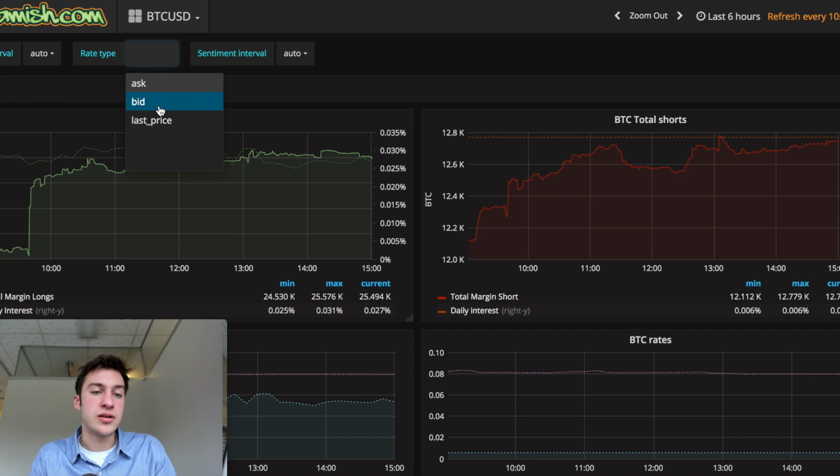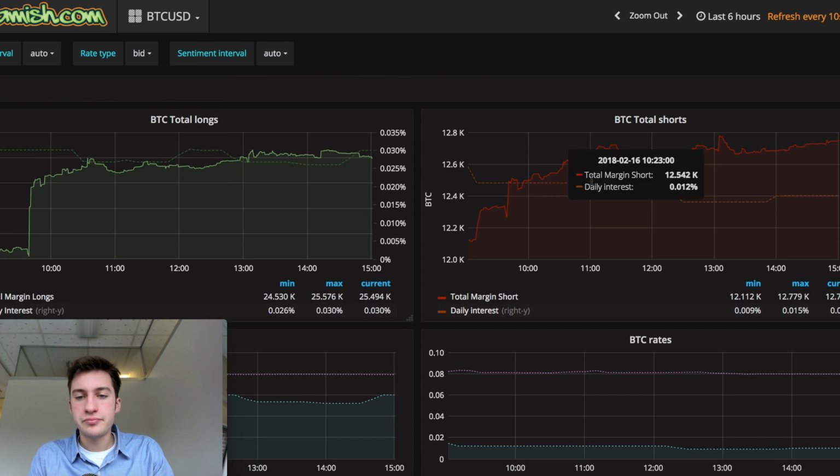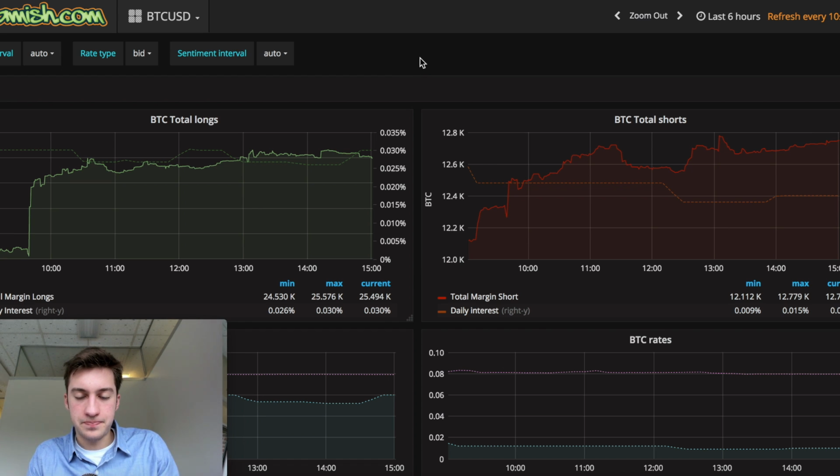Now let's go to the flip side. Let's go to the bid. You can see the bid right here. The bid is going to tell us what the demanders want for an interest rate. The demander's goal is to get as tiny of an interest rate as possible, but that's not always going to be possible.